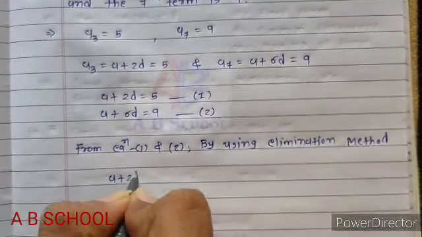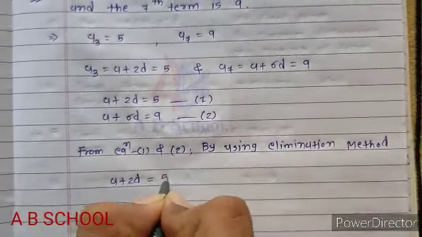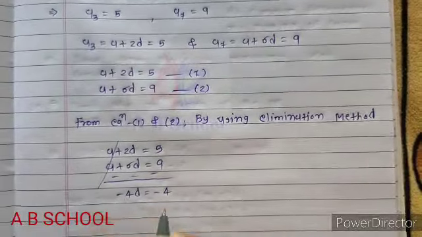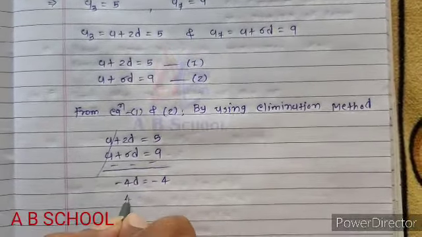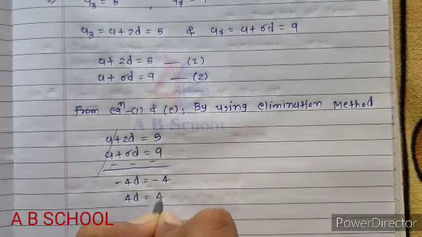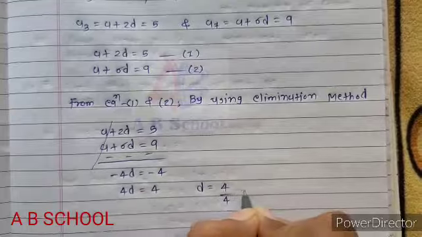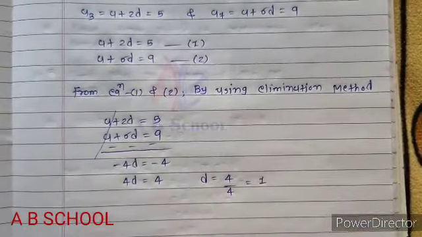A plus 2D is equal to 5, A plus 6D is equal to 9. Minus minus minus, A cancel. 2D minus 6D minus 4D is equal to minus 4. Minus minus cut. 4D is equal to 4. So D is equal to 4 divided by 4 is equal to 1.